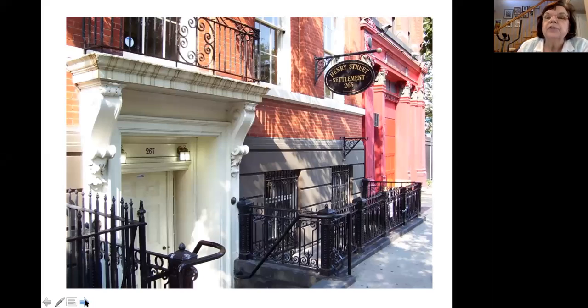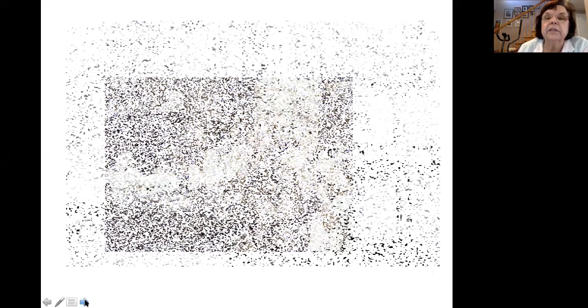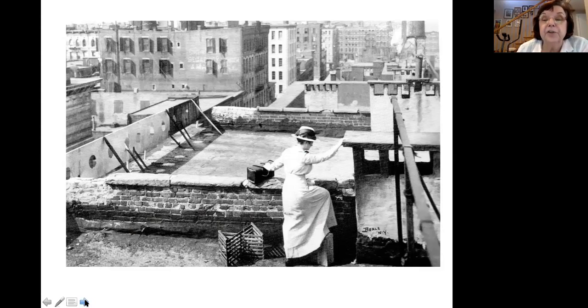So public health nursing, this is Henry Street Settlement in New York, where Lillian Wald was associated. Often it was dealing with the children of many of the immigrants and families. Here's a public health nurse in New York City. Rather than walking down to the street and then up the stairs in the next building, she goes across the rooftops, and that bag there, that's the classic public health nursing bag.